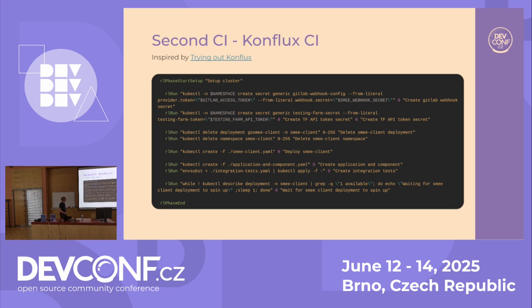So it should be running, so we need to configure it. The first two lines are creating secrets to access GitLab, Smee webhook, and Testing Farm. Then comes a workaround. In recent Konflux CI versions, the Smee client is already deployed and spun up, but with the wrong configuration for us, so we delete it and create it again with the configuration we need.